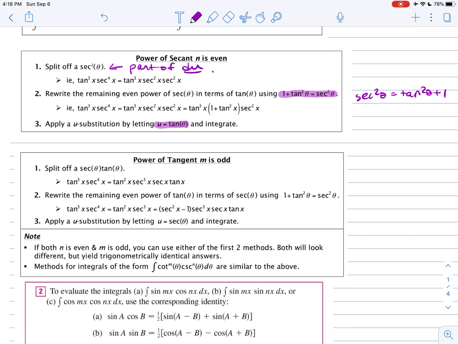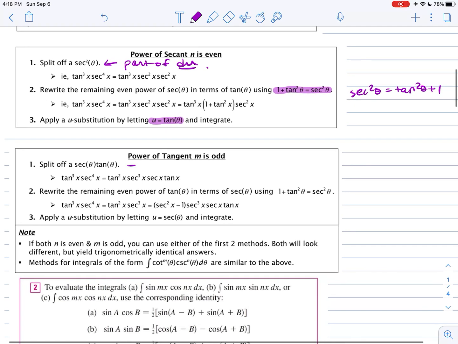Again, for powers of tangent, if tangent is odd, then we're actually going to split off a secant tangent. And again, that is part of the du. And what function has derivative equal to secant tangent? Secant does. So that's what we're moving towards, is making a U substitution of u equal to secant.